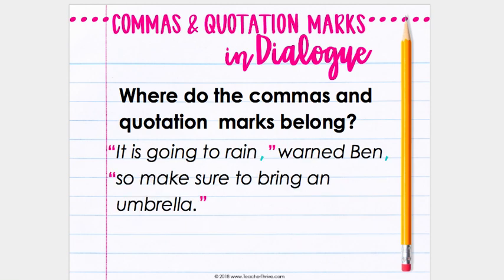So here's another example. "It is going to rain," warned Ben, "so make sure to bring an umbrella." So here you can see the tag in the middle of the dialogue, quotation marks around what the person is saying, a comma inside of the quotation marks, and again, you see quotation marks around what he is saying again. And the ending punctuation is still inside of the quotations.